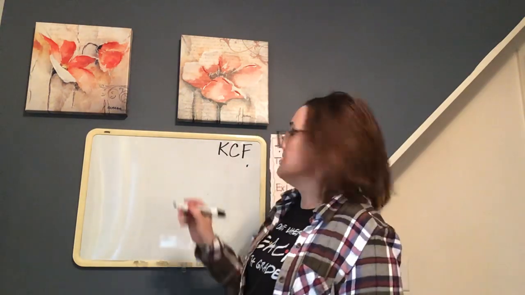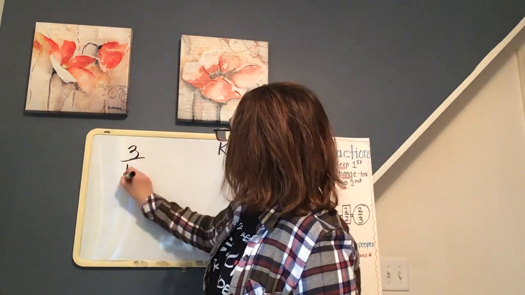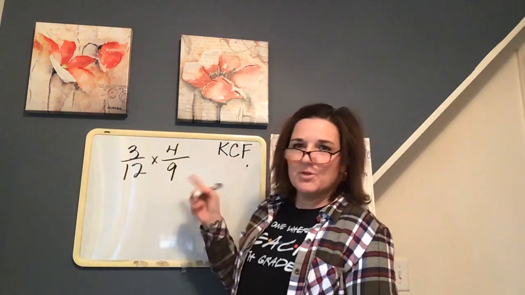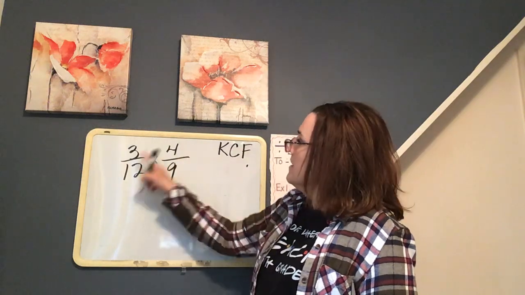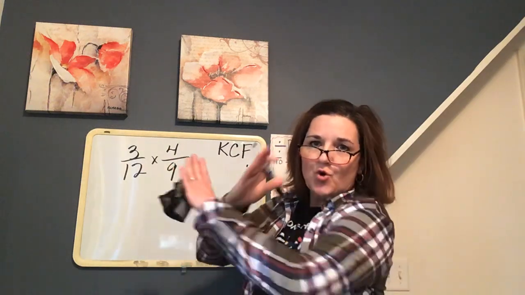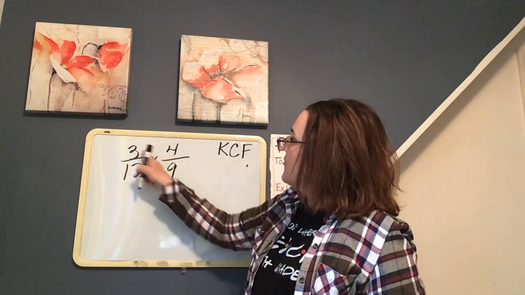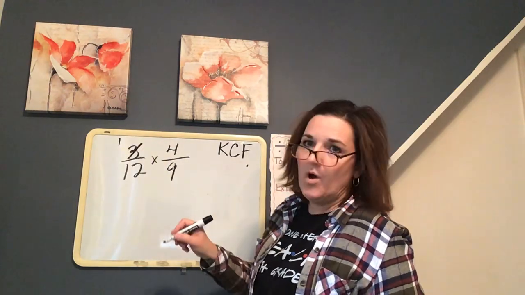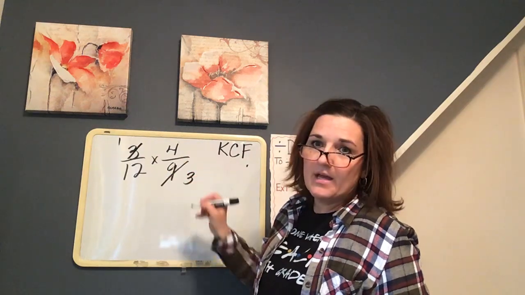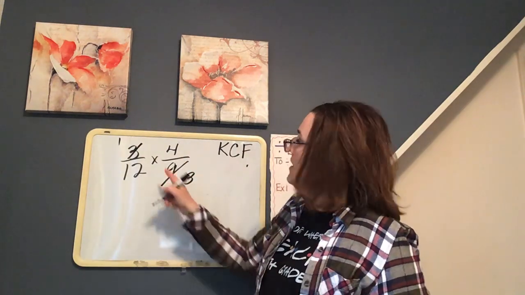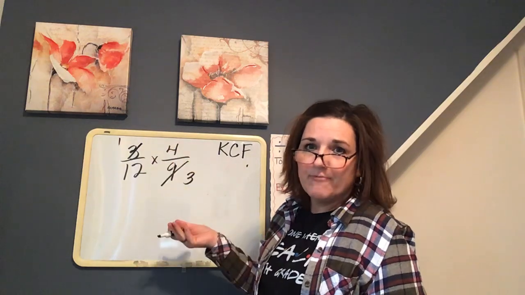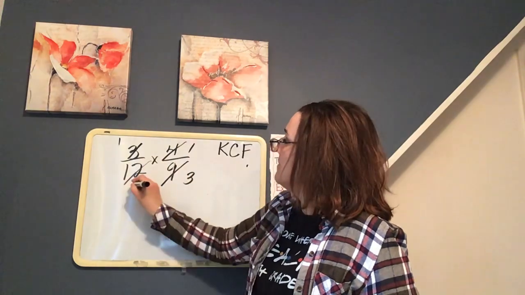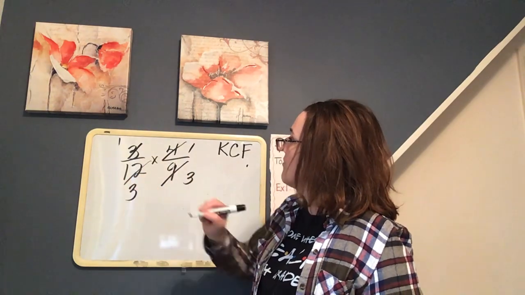All right, watch this. Let's just go back to multiplication real quick. All of these have common factors crossing each other. 3 and 9 have a common factor of 3. So 3 divided by 3 is 1. 9 divided by 3 is 3. You're simplifying them. 4 and 12 have common factors of 4, okay? So 4 divided by 4 is 1. 12 divided by 4 is 3.